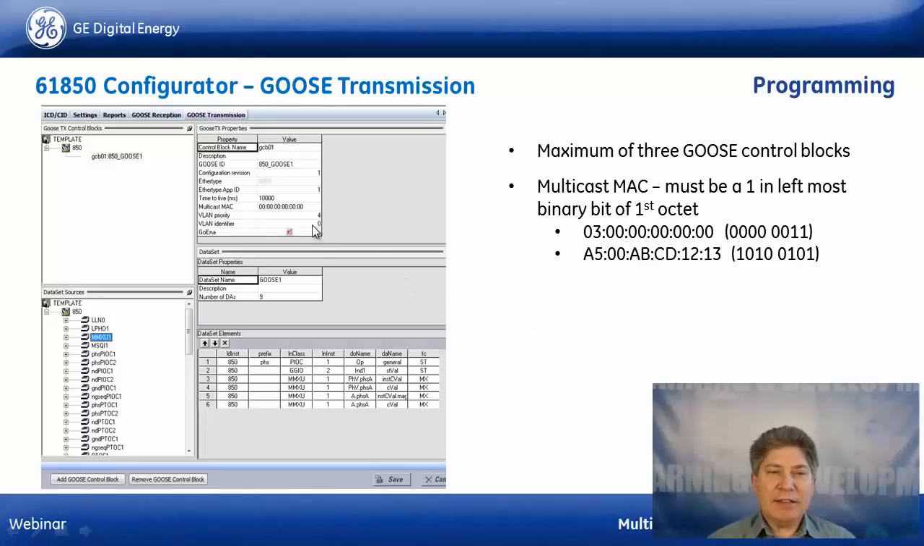The multicast mask in this case needs to have a 1 in the last position. So what that means is this, that in this first octet, this character is a binary, needs to be a 1. So whether this character is a 1, a 3, a 5, 7, B and so forth, so on, that last character must be a 1 for this thing to publish the Goose message.